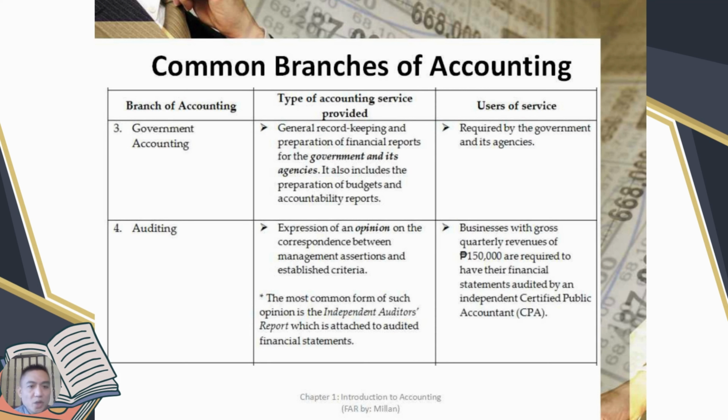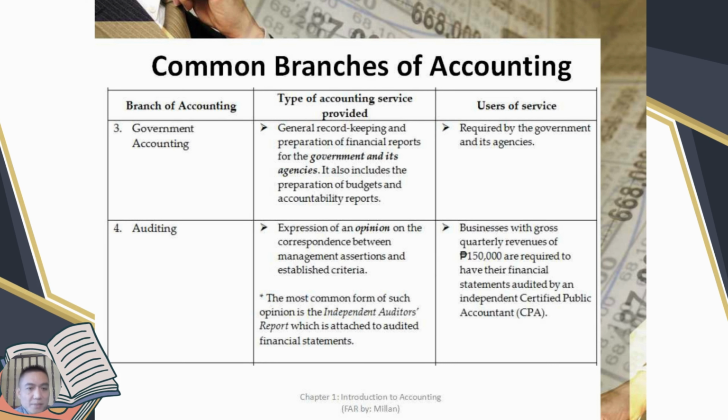Other branches of accounting: government accounting and auditing. So let's go to government accounting, which is our main subject for this semester. Generally, record keeping and preparation of financial reports for the government and its agencies. It also includes the preparation of budgets and accountability reports. Users of service are required by the government and its agencies. So if you will work in the government, you need to comply with the different concepts and principles being applied by the government.